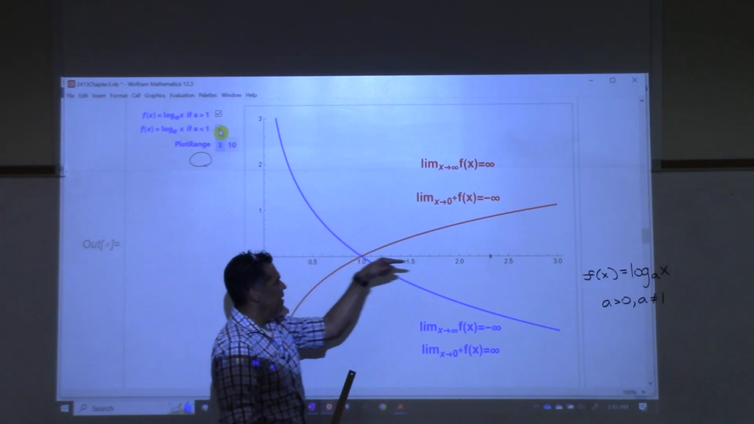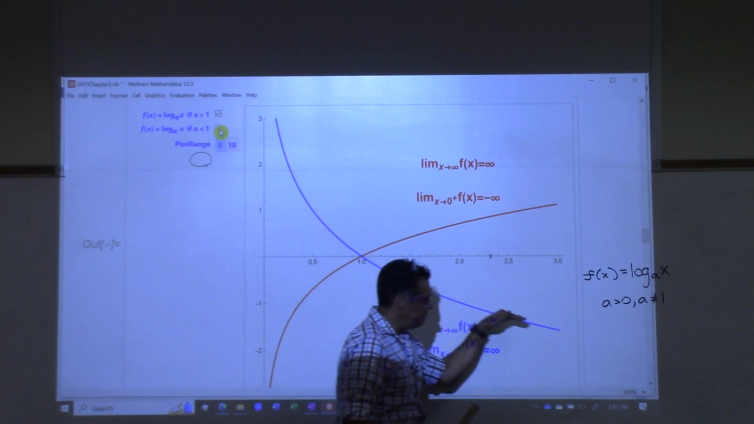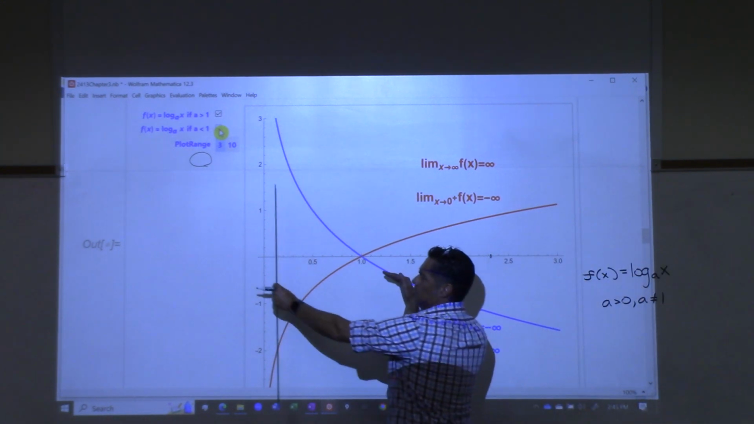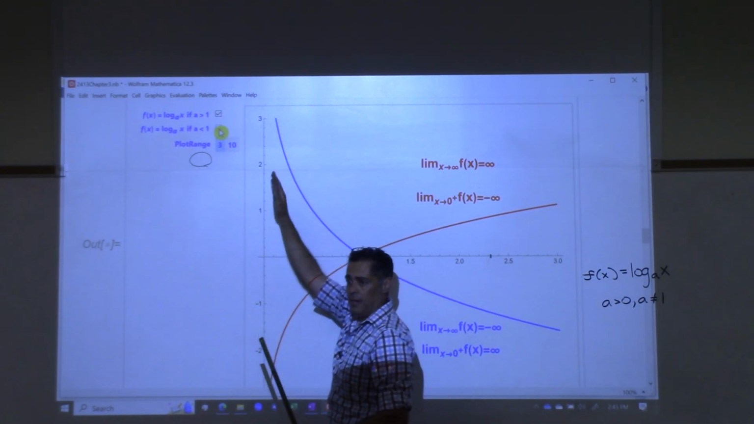When we go out to infinity this way, it goes down forever to negative infinity. And if we try and go this way, we can only approach 0 from the right, and this time it goes up to infinity. Yes?